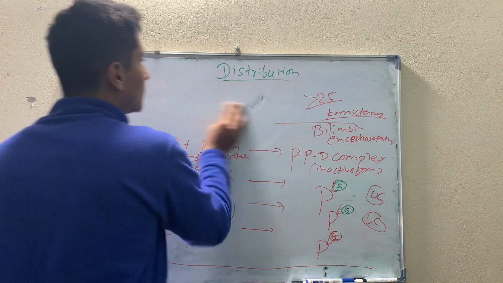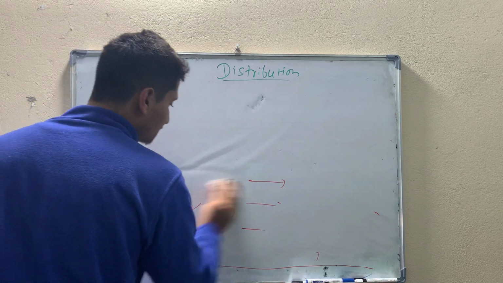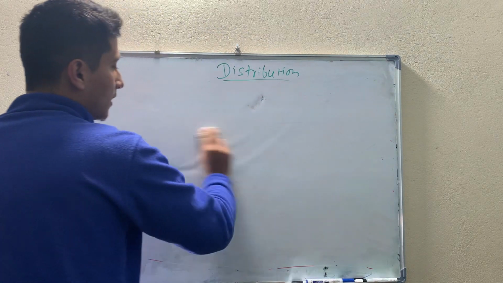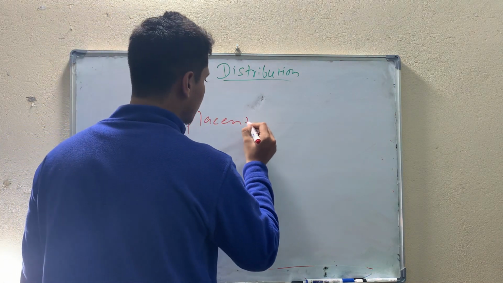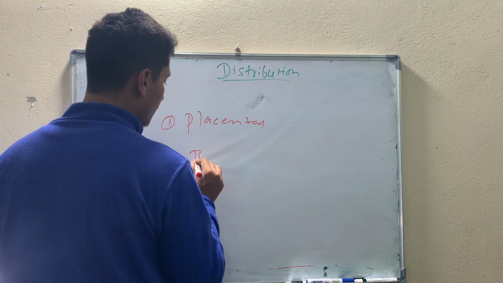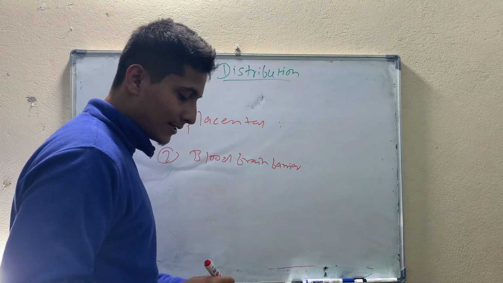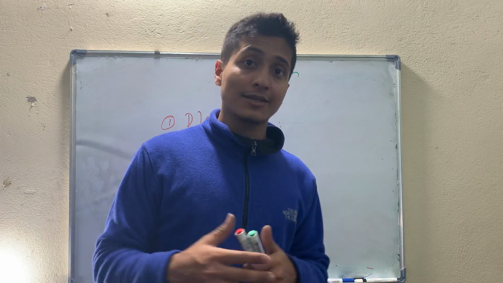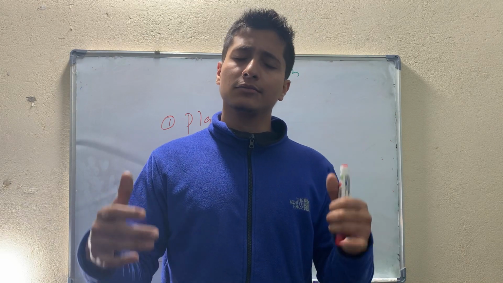Now let's get into the spatial barrier for distribution. So what are the spatial barriers in distribution? The first one is going to be your placental barrier. The next one is going to be your blood-brain barrier. The placental barrier lets only low molecular weight drugs pass through it, and the blood-brain barrier basically allows the lipid soluble drugs to traverse through it, right?